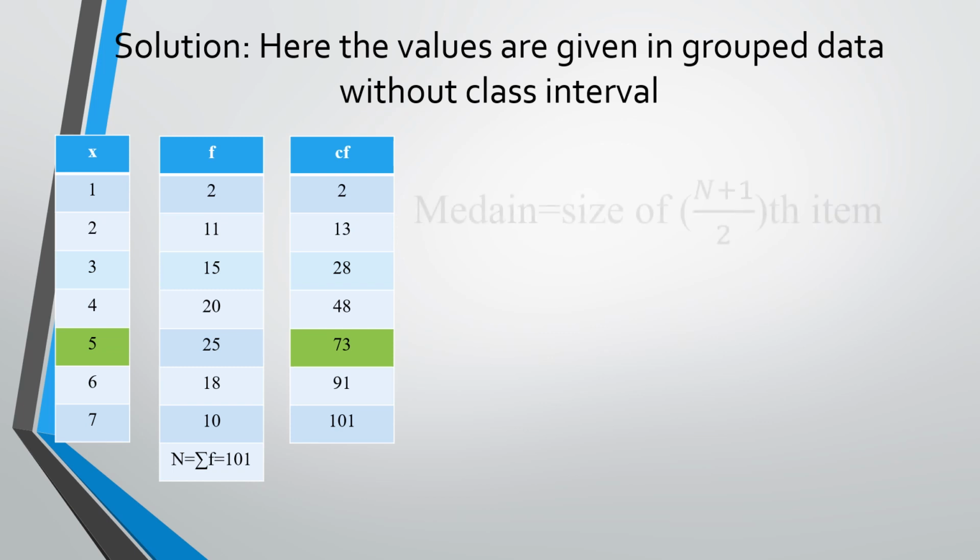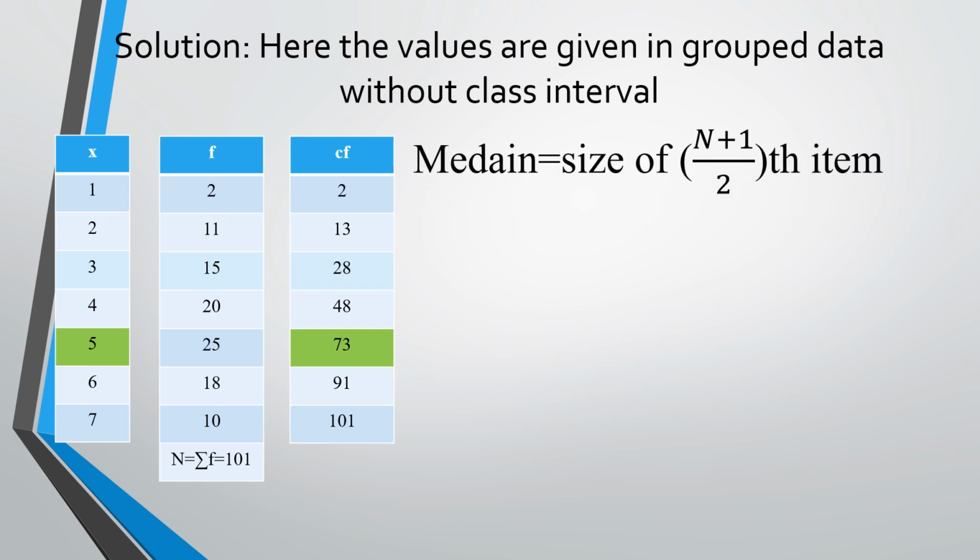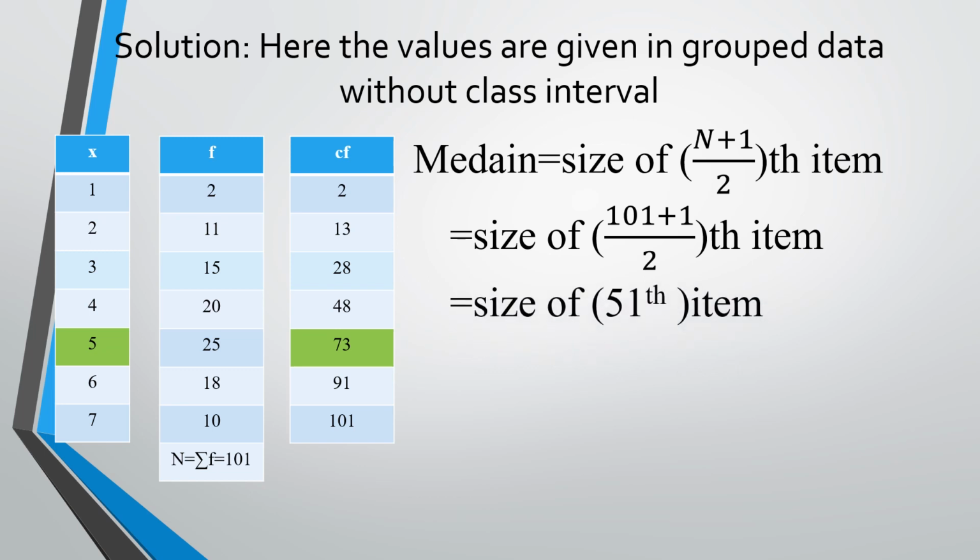Then the solution for this one, that is the formula to find the median, is equal to size of n plus 1 by 2 th item. So here n is nothing but the summation of the frequency, therefore median is equal to size of 101 plus 1 by 2 th item. So 101 plus 1 is equal to 102. 102 divided by 2 is 51. Therefore, median is equal to size of 51st item.